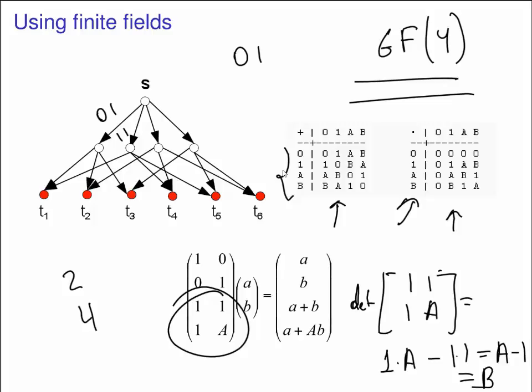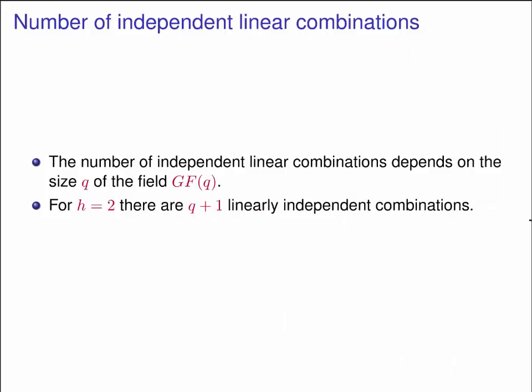In addition, in practical implementations, the size of the field is important to minimize the overhead associated with telling the destination what kind of combination is being sent. We will talk about this later when we talk about practical implementations of network coding schemes. Just to summarize why we need a field of large size: the larger the field, the more independent linear combinations we can produce. So the number of independent linear combinations will depend on the size of the field.